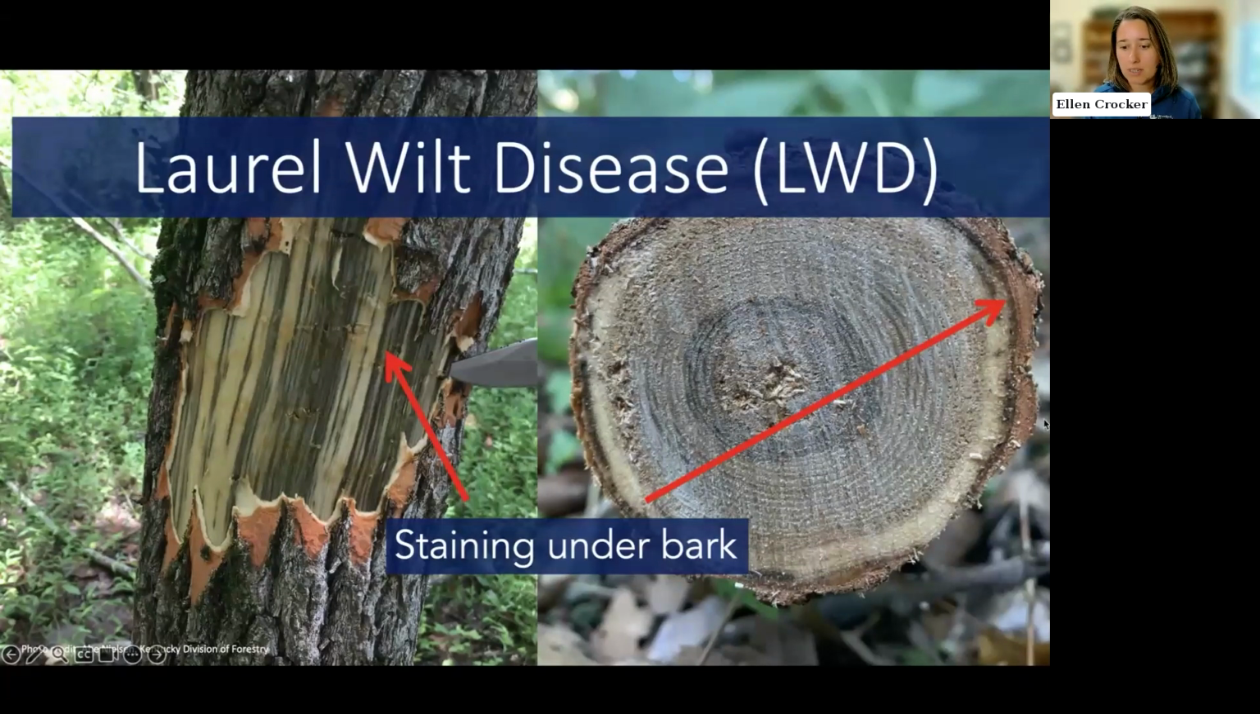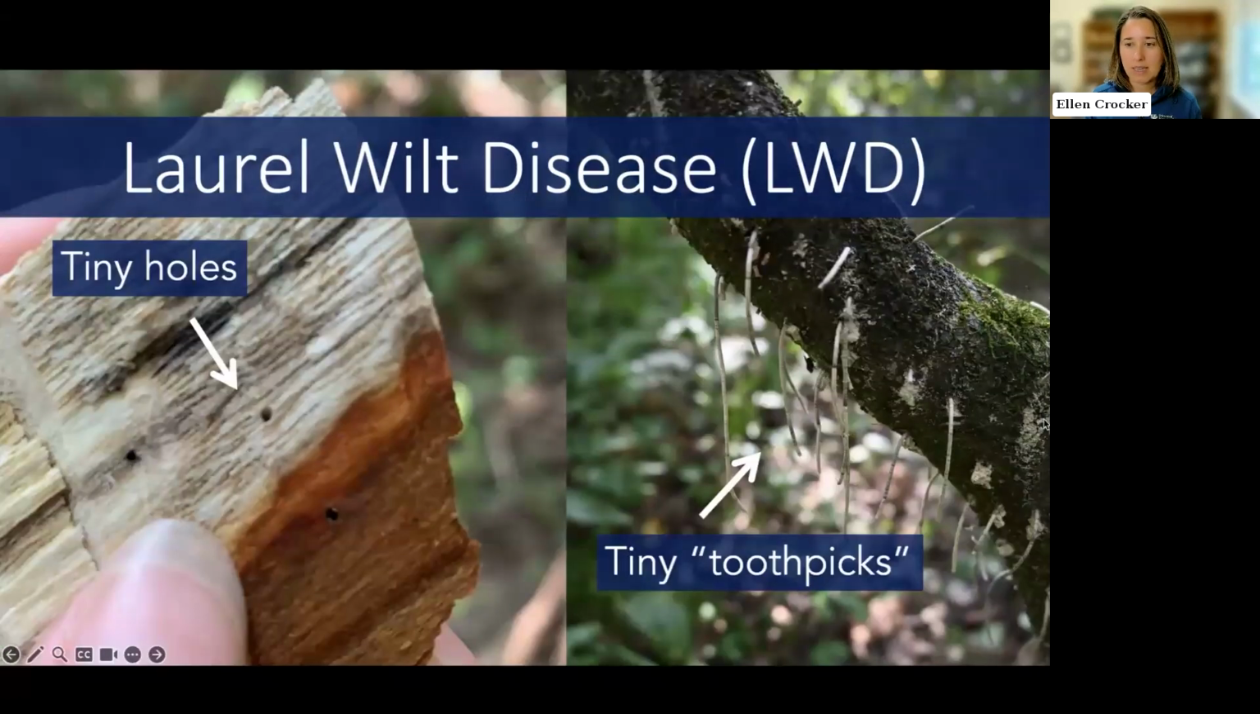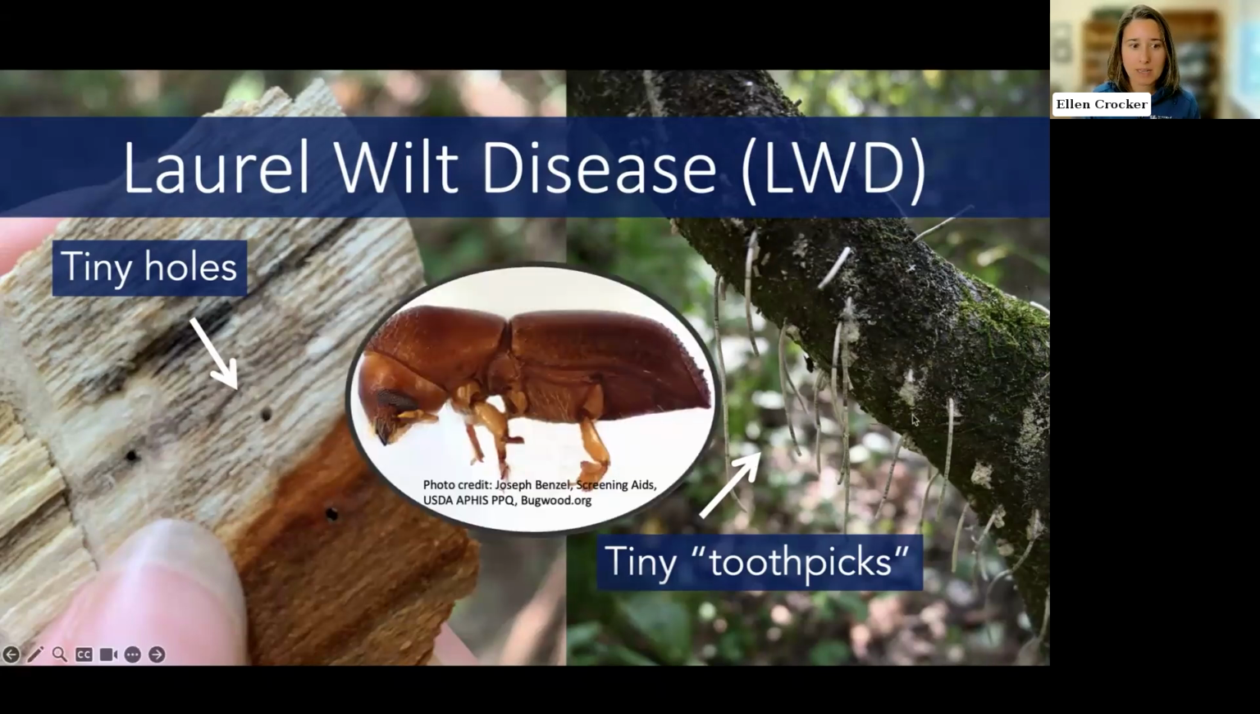And an interesting thing to note about laurel wilt disease is that it's not only an invasive fungus, but it's an invasive insect that's moving this fungus from tree to tree. So another thing you might see with laurel wilt disease, and it goes hand in hand with the symptoms, is tiny little holes, tiny little beetle holes, tiny little toothpicks from where these little beetles have been burrowing in the tree, tunneling around. And here's the beetle. It's red bay ambrosia beetle that is moving laurel wilt disease from tree to tree.